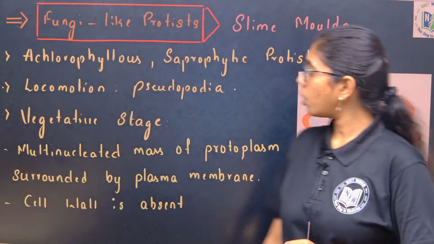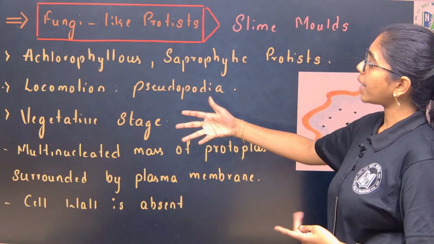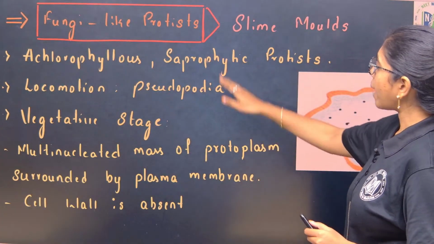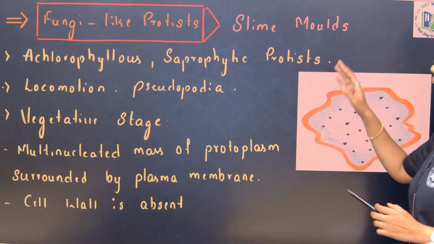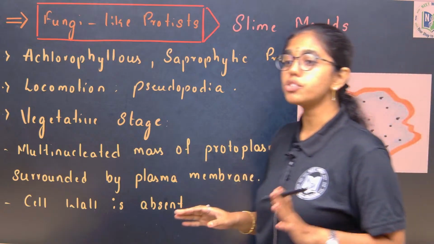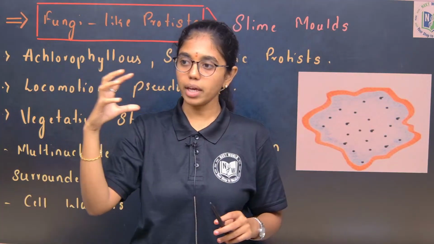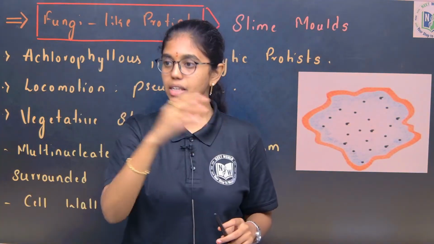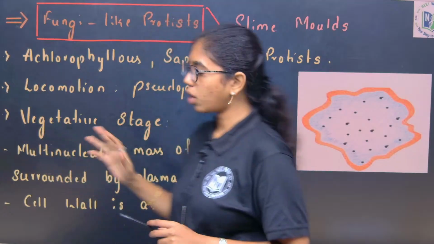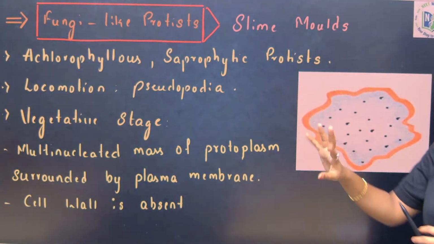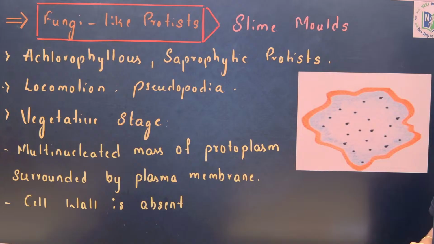Slime molds. How can you describe them? They are achlorophyllous saprophytic protists, and their locomotion is through false feet called pseudopodia. Pseudopodia will move like that. The movement of pseudopodia, which are false feet. Pseudopodia you will also see in the amoeboid protozoans.